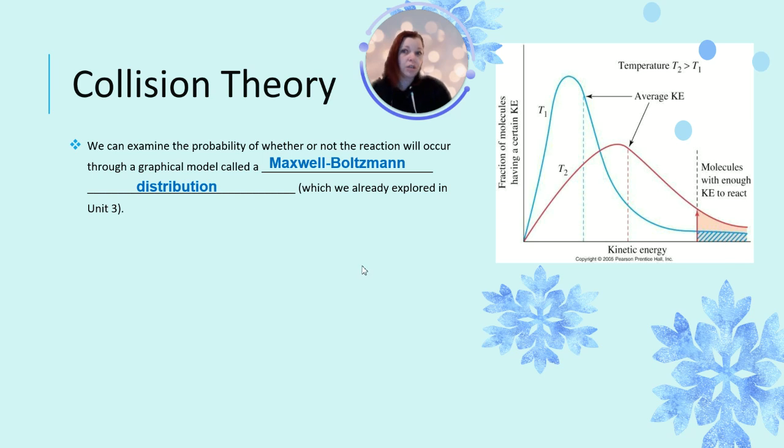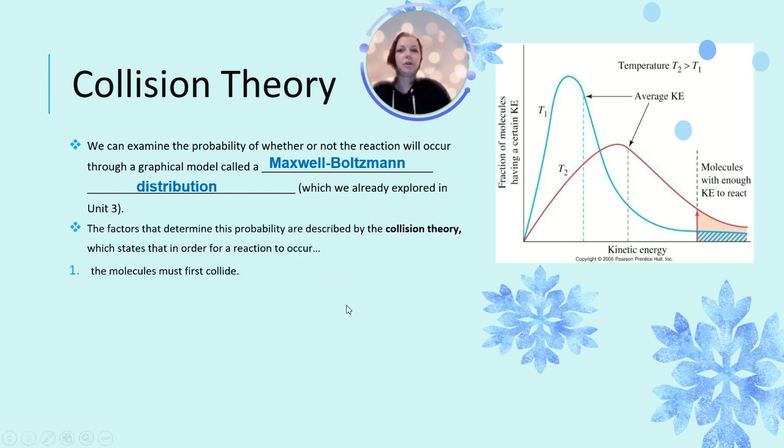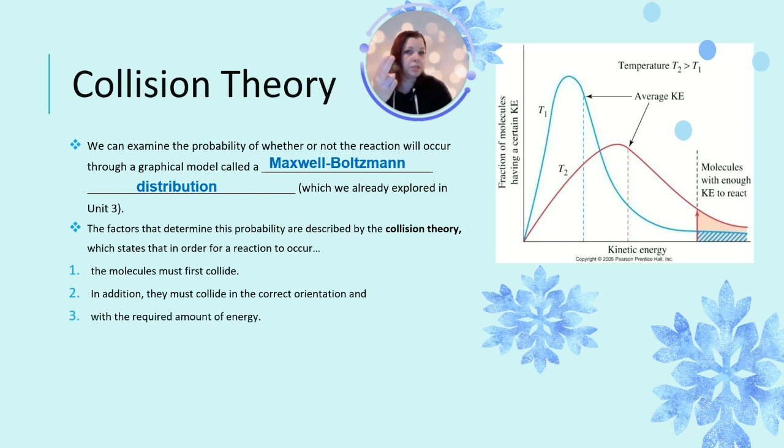and then look at the probability of the molecules in the sample to have that energy to undergo the reaction. So the factors that determine this probability are described by the collision theory, which states that in order for a reaction to occur, 1, the molecules must first collide. They have to hit each other. 2, they have to collide in the correct orientation. And 3, with the required amount of energy.